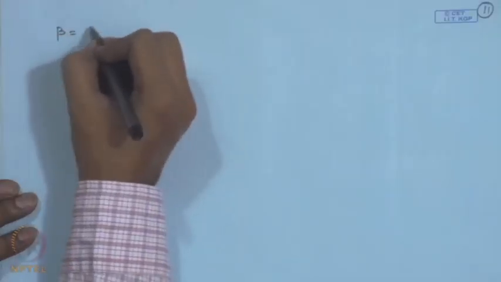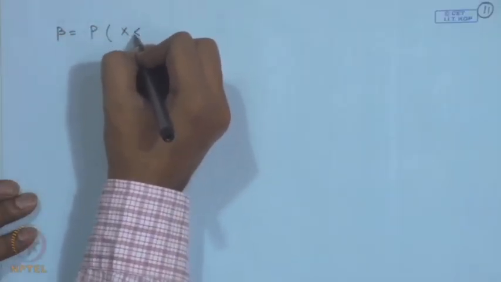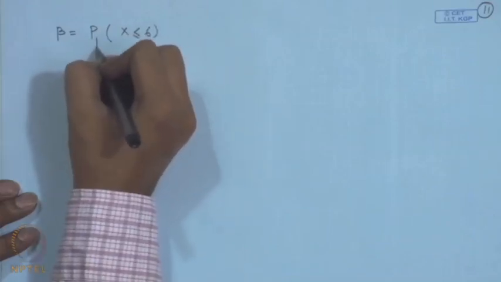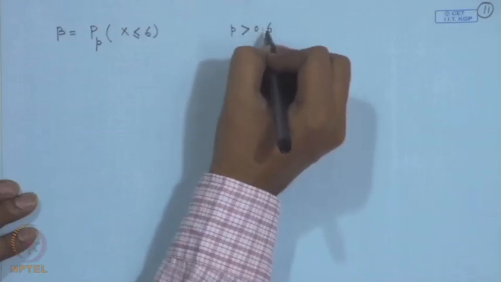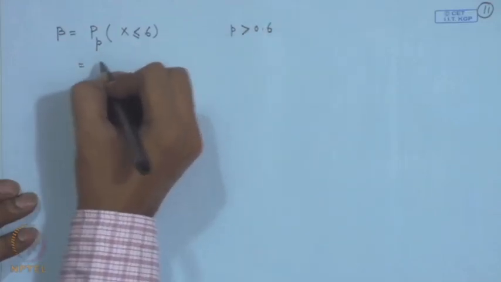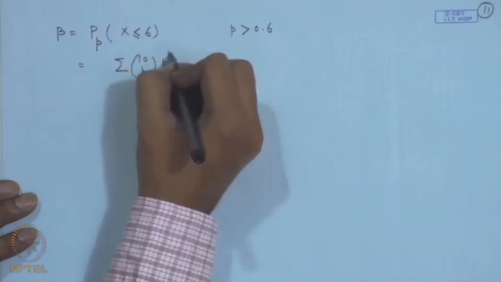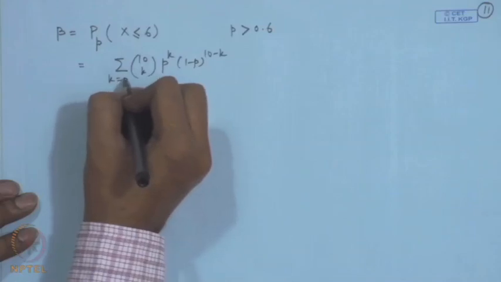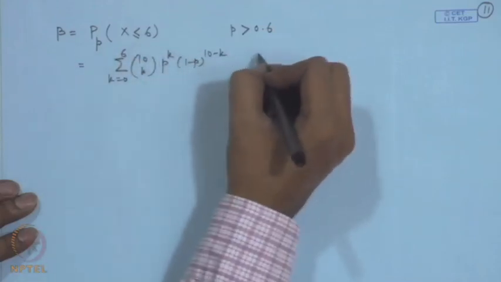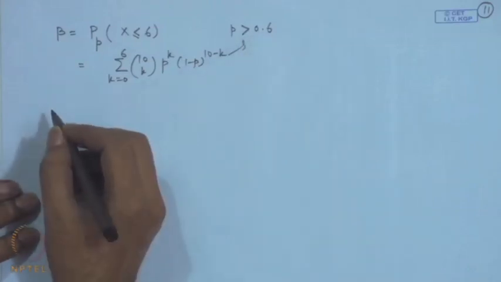Let us look at beta, that is the type 2 error. That is the probability of accepting H0 when it is false. Now, this means p is greater than 0.6 here. This value is simply the sum of 10 C k, p to the power k, (1 minus p) to the power 10 minus k, for k = 0 to 6. Here p is any value greater than 0.6.